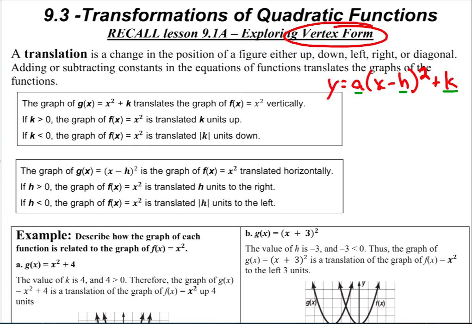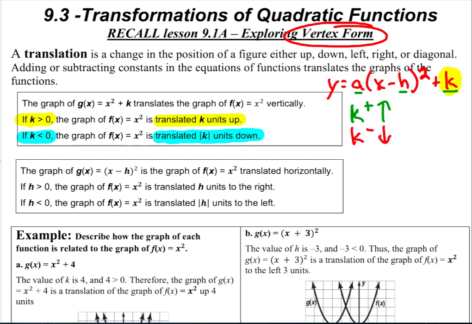So in our notes, it's got some of it spelled out, and then we're going to talk about what it actually means. So if our k value, so that's that number at the end of the problem, is a positive, so it's greater than 0, it's going to translate it that many units up. So if my k is a positive, my graph is going to slide up that many units. If my k value is a negative number, so it's less than 0, it's going to get translated that many units down. So if k is a negative, my graph is going to head that many units down. Okay?